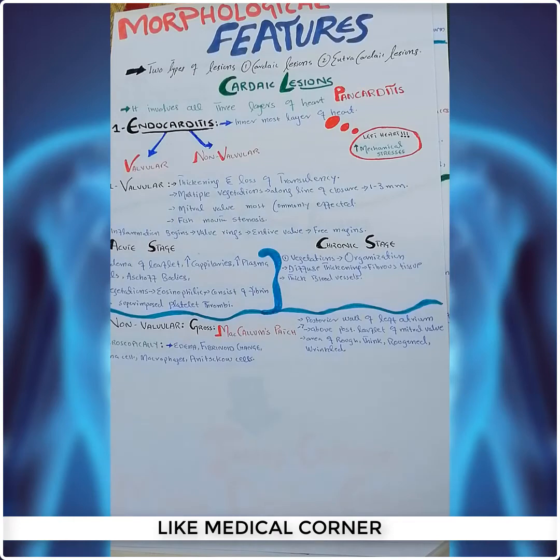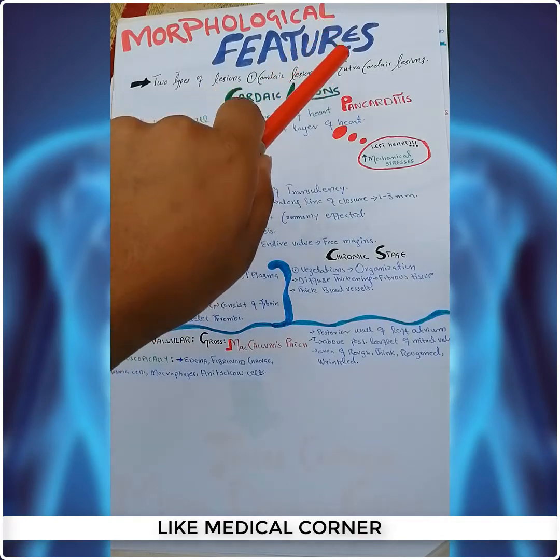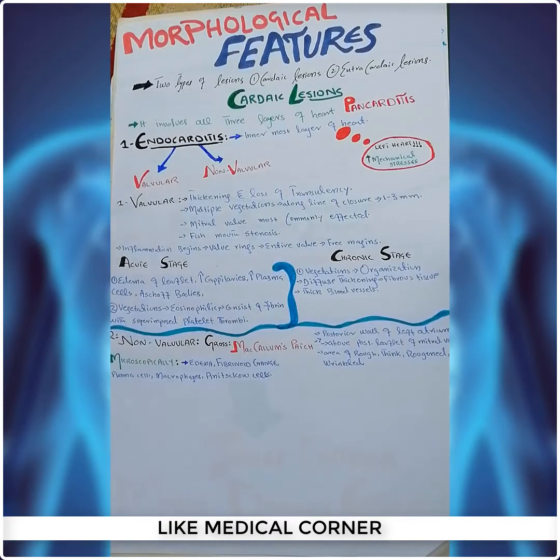As we know, our heart is covered by three layers, which are endocardium, pericardium, and the third one is myocardium. So in rheumatic heart disease, there is involvement of all three layers of the heart, which is known as pancarditis. So there is not just endocarditis, pericarditis, or myocarditis; there is presence of inflammation of all three layers combined, known as pancarditis.